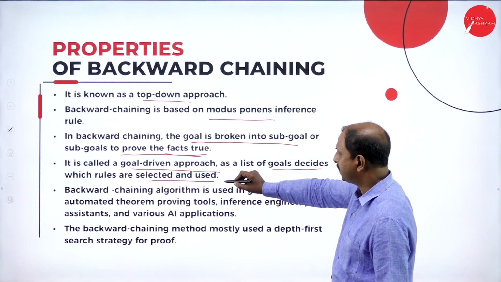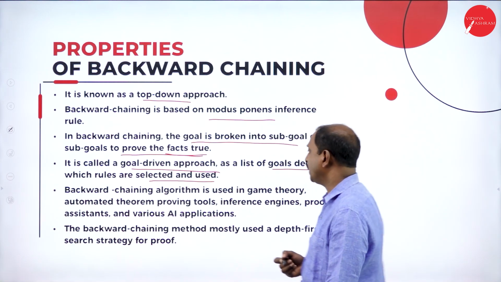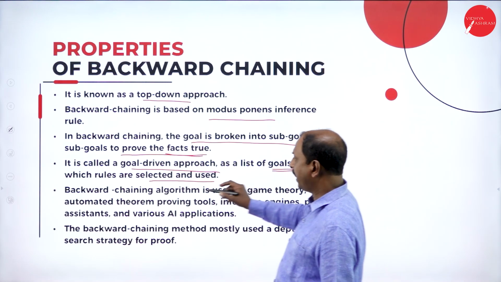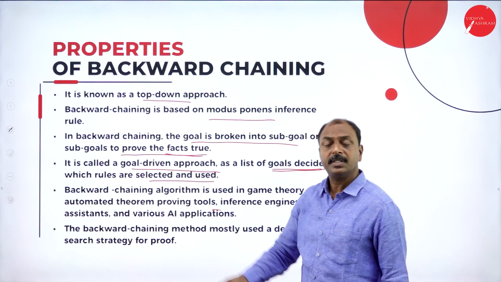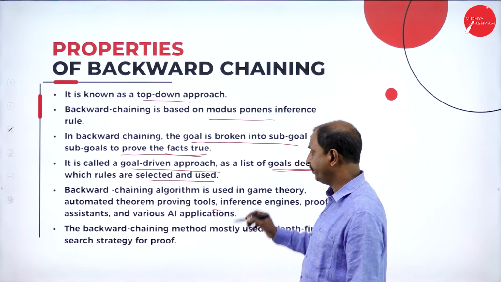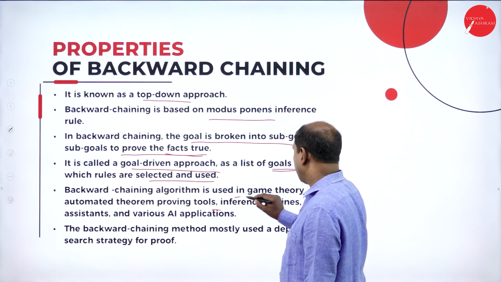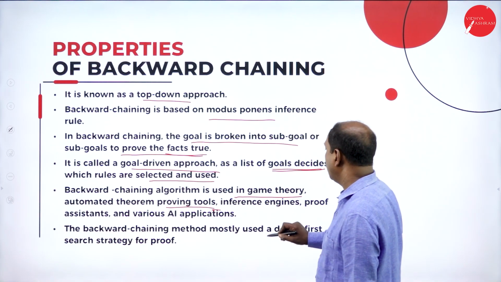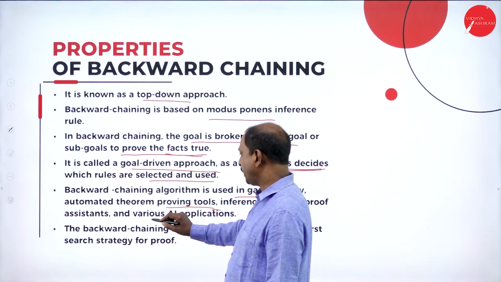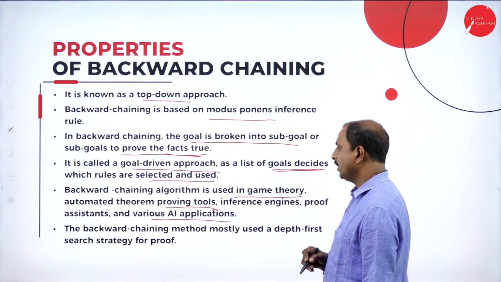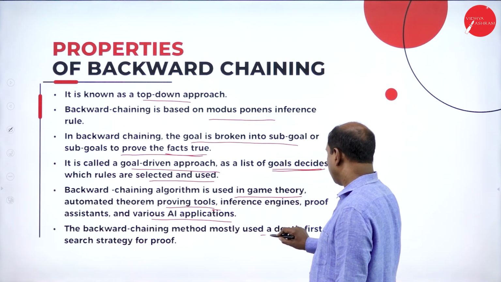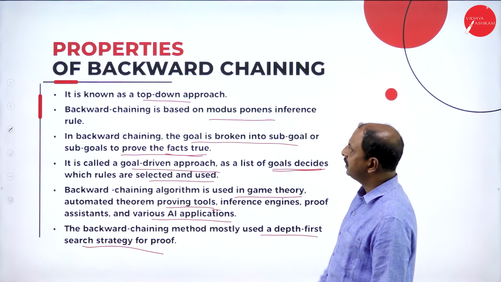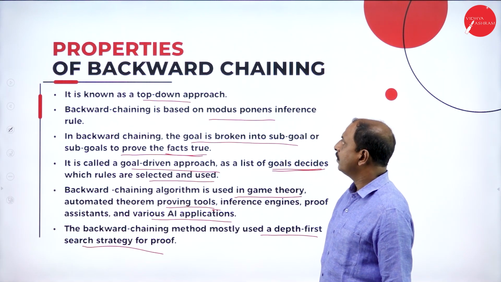So now we can understand from the sentence what backward chaining means. With the help of this approach, the list of goals decides which rules are selected to derive the new information or the goals. It is used in game theory. These are different applications: automated theorem proving tools, inference engines, proof assistants, and various AI applications. It is mostly used in the depth-first search algorithm, as we have learned in the previous session. These are all the different concepts of backward chaining.